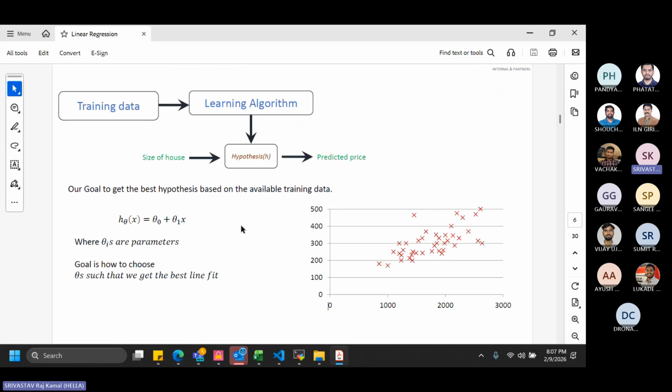Okay, coming to the fact now, I think everyone now agrees with me that theta 0, theta 1 is our goal.